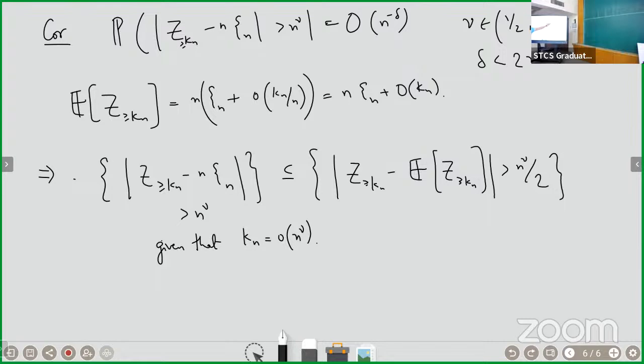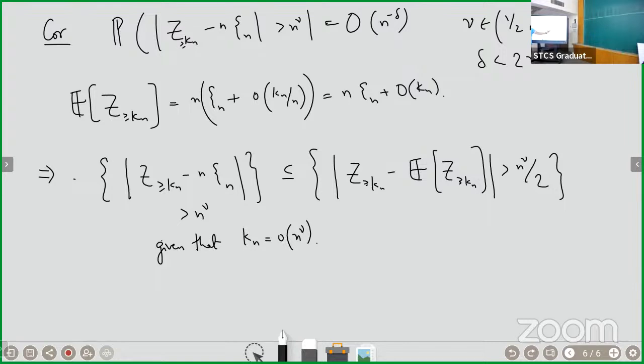Yes. I'm saying all that is the difference between them is at most order kn. But kn is little o of n to the nu. So I can always say at most n to the nu by 2. And that's what I've subtracted to get that. So the error is no longer more than n to the nu by 2. Okay, so now are we in good shape?